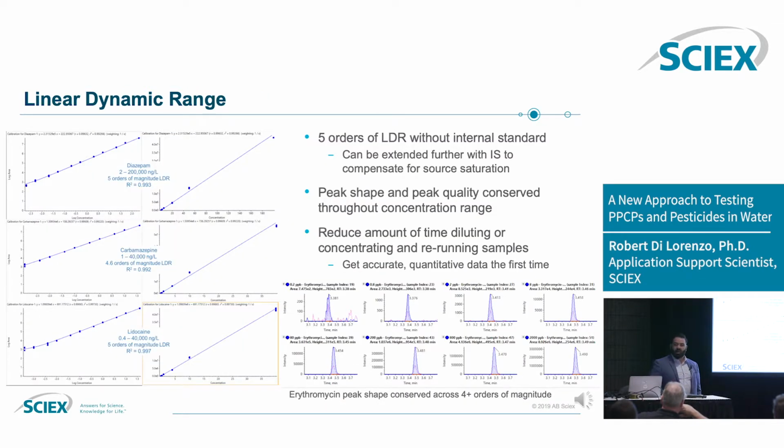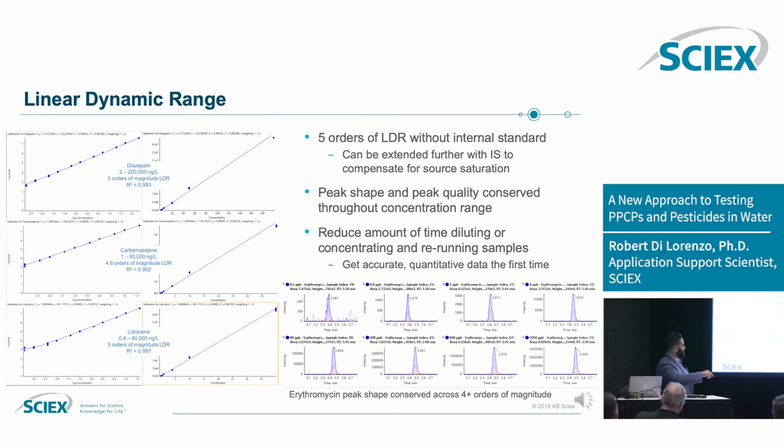Linear dynamic range. Ian talked a lot about this already, but what I want to point out is that we did this linear dynamic range study, in this case, without an internal standard. And what we're finding is the detector isn't the first thing to saturate anymore. At this point, you're limited by electrospray physics in terms of the linear dynamic range you're seeing at the top. So we're seeing about 5 orders of magnitude of linear dynamic range without an internal standard. If we added an internal standard, it would take care of the little bit of saturation we were seeing up at the top end.